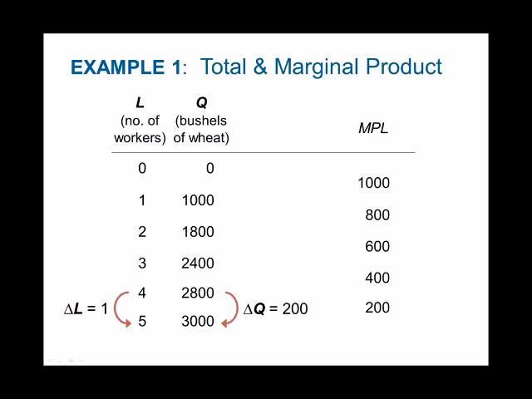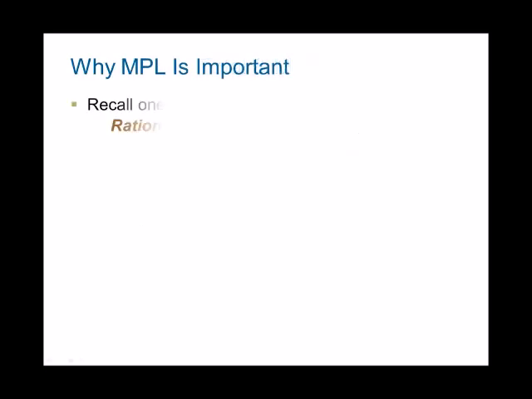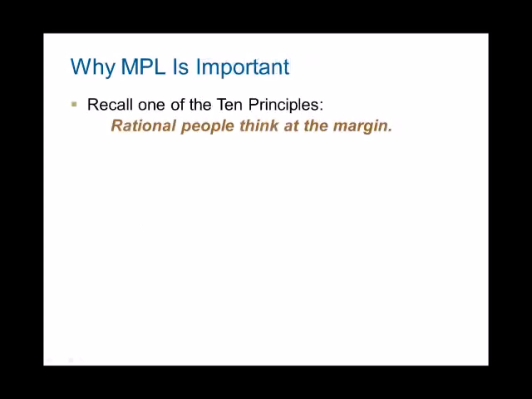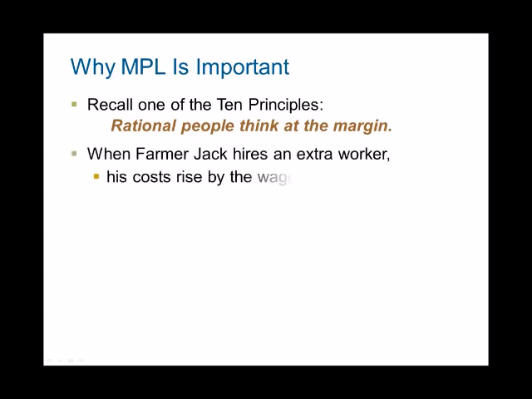So as we can see, the marginal product of labor is actually falling as we add more workers. Now, why is that? Well, one thing that we learned is that rational people think at the margin. So if Farmer Jack hires an extra worker, his cost is basically rising by the wage he's paying to the worker, because that's how much he has to pay to hire that worker.